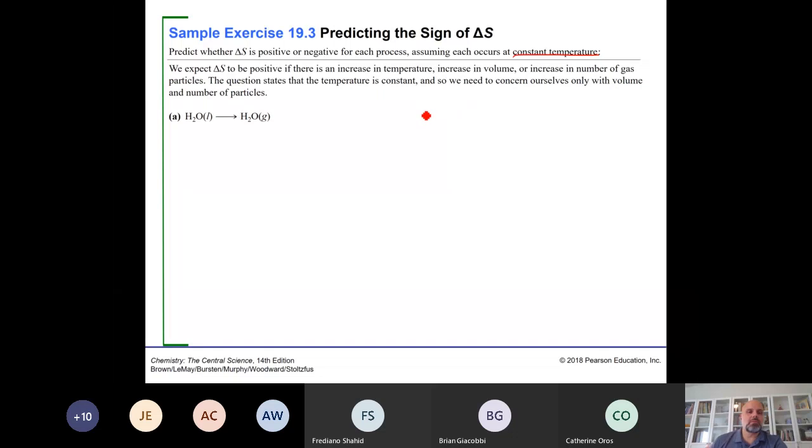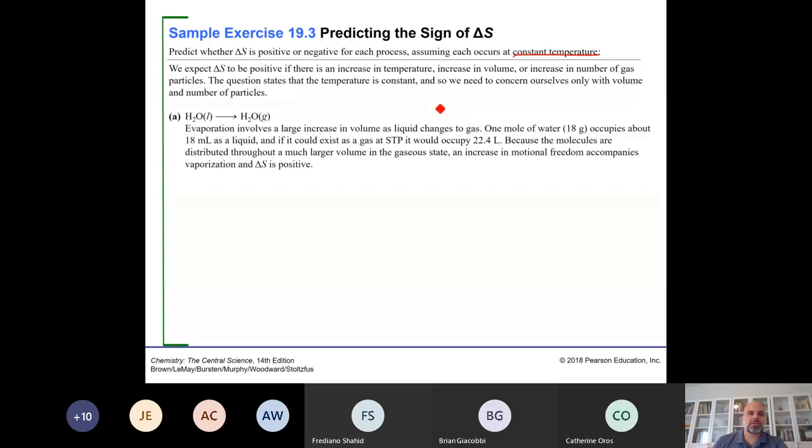We look at water going from a liquid to a gas. We're changing physical states. Obviously, this evaporation involves a large increase in volume as the liquid changes to gas. 1 mole of water, which is 18 grams, because the molar mass of water is 18 grams per mole, occupies about 18 milliliters as a liquid. If it could exist as a gas at standard temperature and pressure, it would occupy 22.4 liters. Think about that: 18 milliliters versus 22.4 liters.